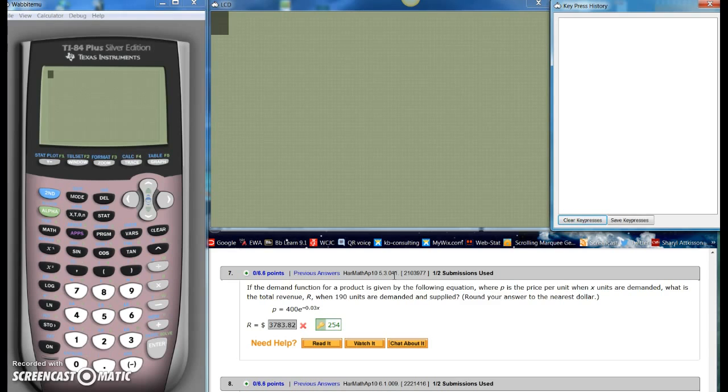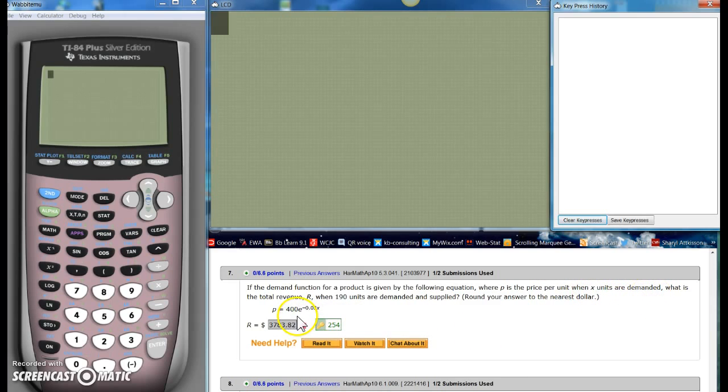When you put something into the calculator, you've got to make sure that your parentheses are around what it is. If you're multiplying something or raising something to a power, you need to put parentheses around whatever you're putting in that power. So on this particular problem, it says if the demand function for a product is given by the following equation, where P is the price per unit when X units are demanded.